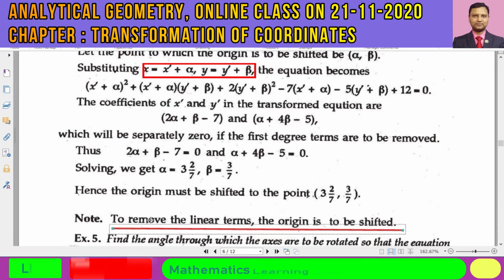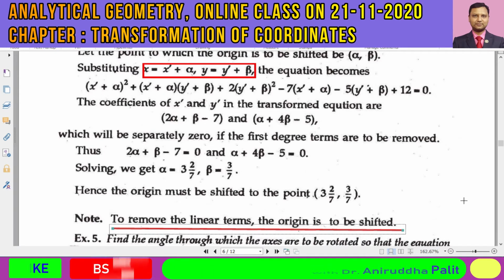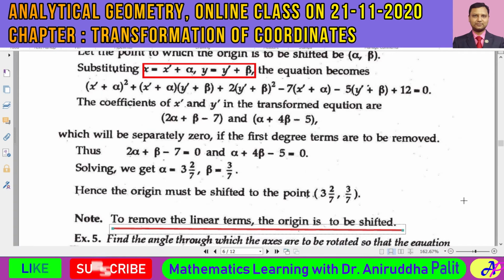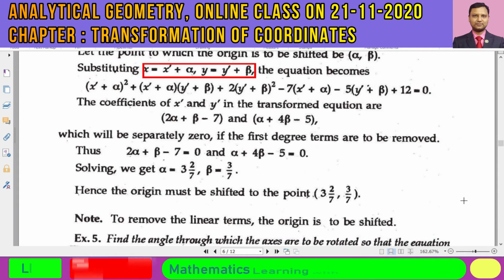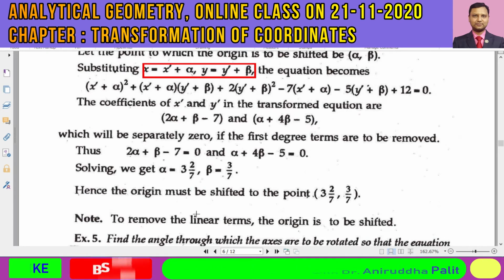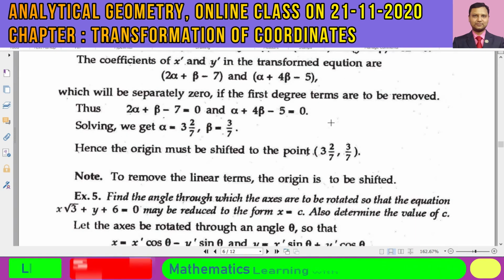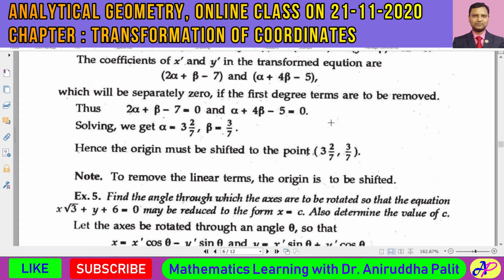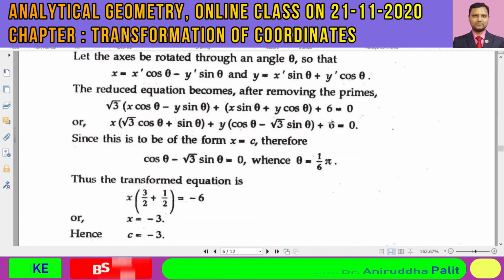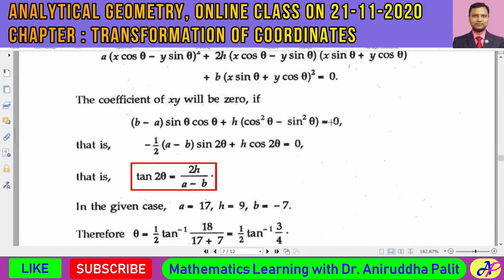It says that in order to remove the linear terms, the origin is to be shifted. That means we need to apply the translation formula. Rotation would not vanish our first degree term. Got it? So what is the use of rotation? That is the next question, and that can be answered by another kind of question.